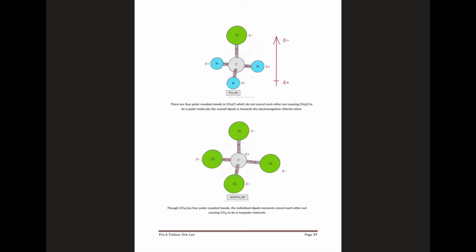Remember, although I said just now that tetrahedral will be non-polar, be careful. The extra condition is that the surrounding atoms must be the same. If the surrounding atoms are not the same, then they fail to cancel off also.